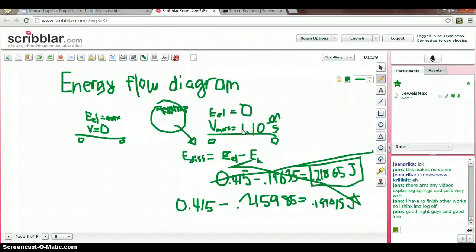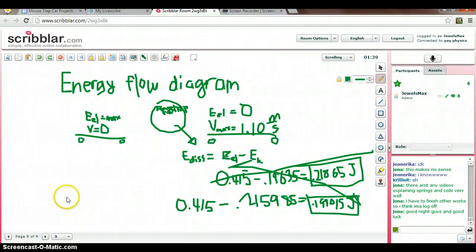So the dissipated energy is going to equal E elastic minus EK, and then I crossed this out because again, when I first did my kinetic energy equation, I forgot to square the velocity. So I just redid it over here and did 0.415 minus 0.215985 equals 0.199015 joules. And that is my energy dissipated.